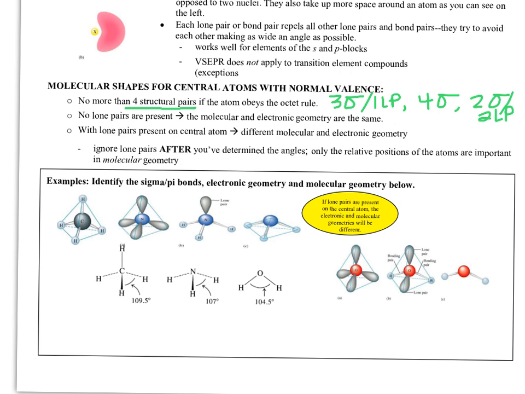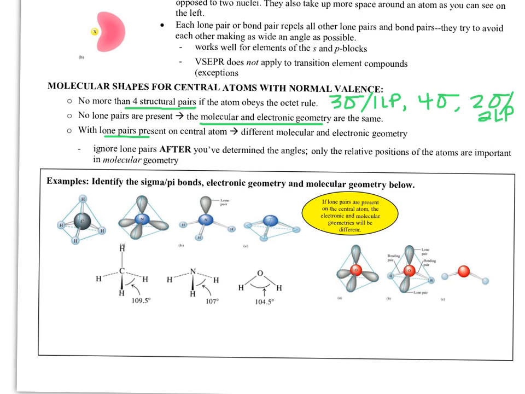If there are no lone pairs present on the center, then basically your molecular and electronic geometry are going to be the same. If lone pairs are on the center, then that's going to change the two, because as soon as you put lone pairs on the center, you're going to distort the structure. And so what we see in terms of atom arrangement is going to be different. It's not evenly symmetrically spaced all the way around that central atom.